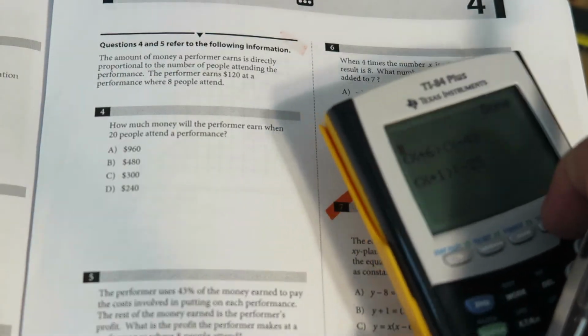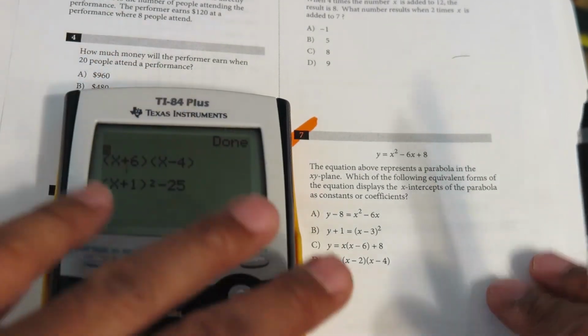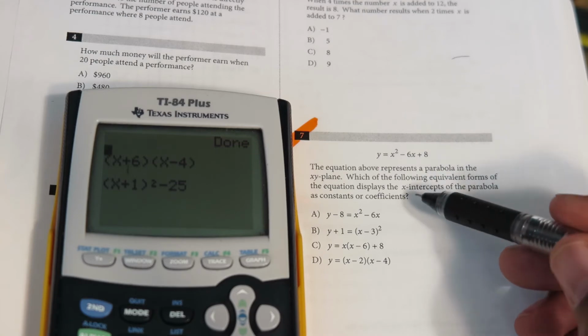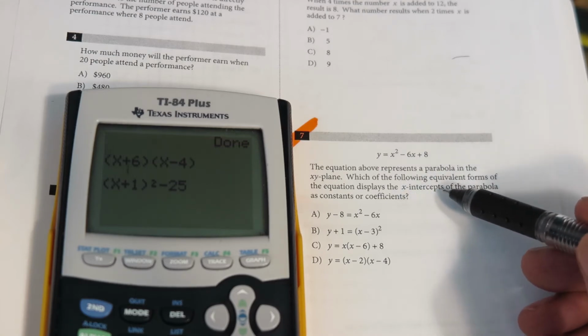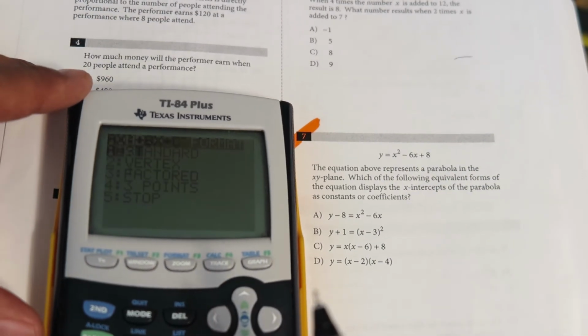All right, so now here's another problem that I wanted to demonstrate. Make sure we're all focused. They give you this quadratic in the standard form, and they want you to put it in the factored form. So they're asking for the x-intercepts, which is the same thing as the factored form. So we're going to choose option 1 for standard.